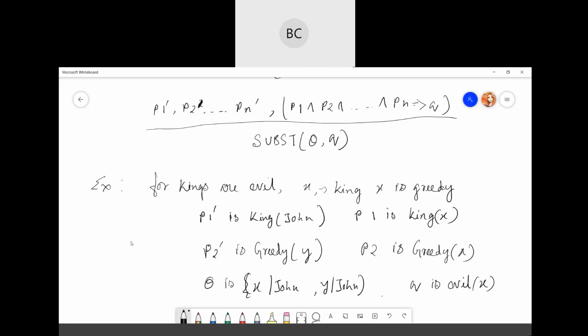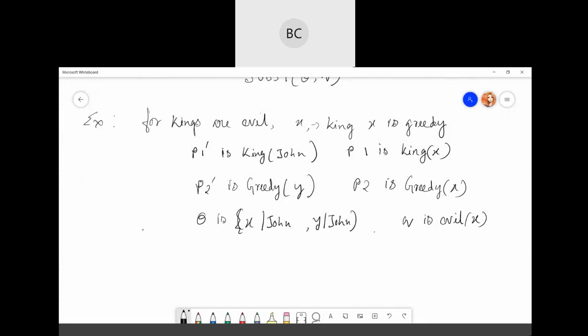Finally, we substitute theta into Q. From these two lines, King John and John is greedy, the variable x substituted can also be evil. For both these terms, we can just say John is evil.